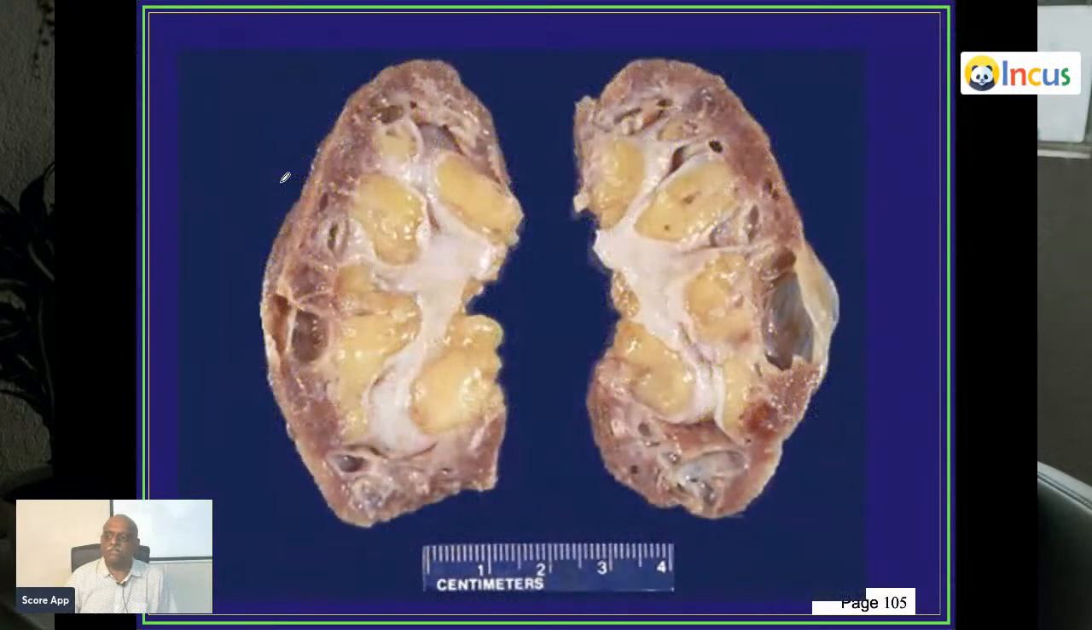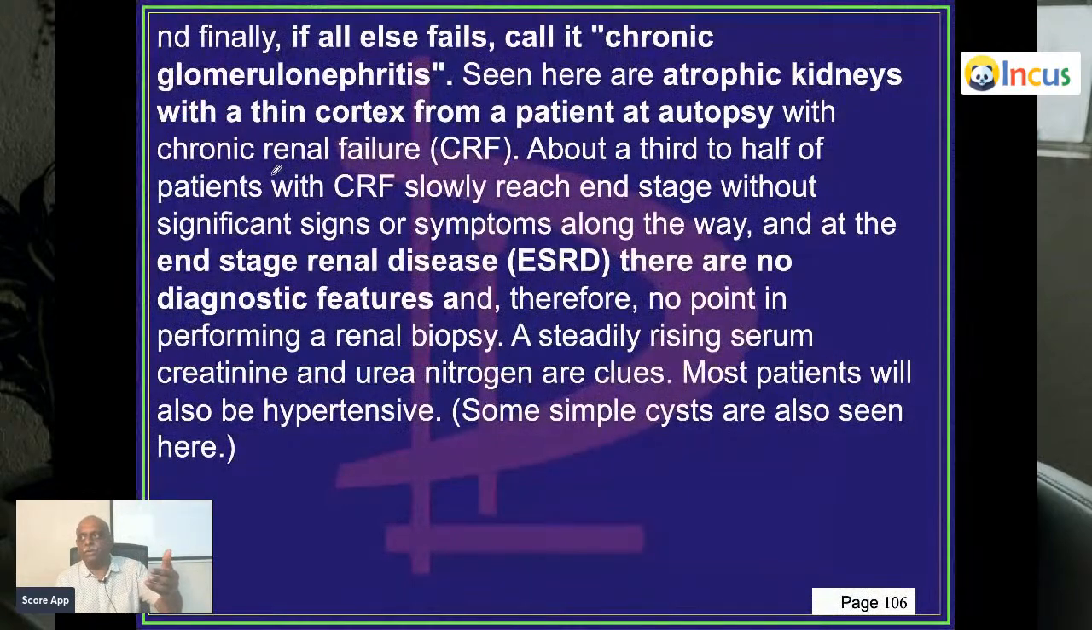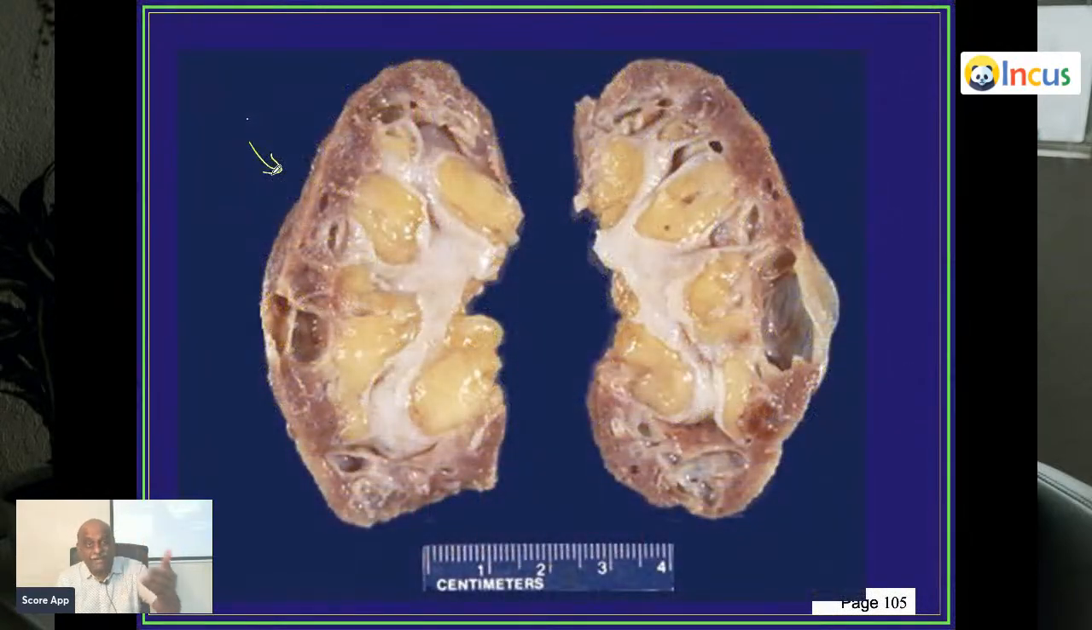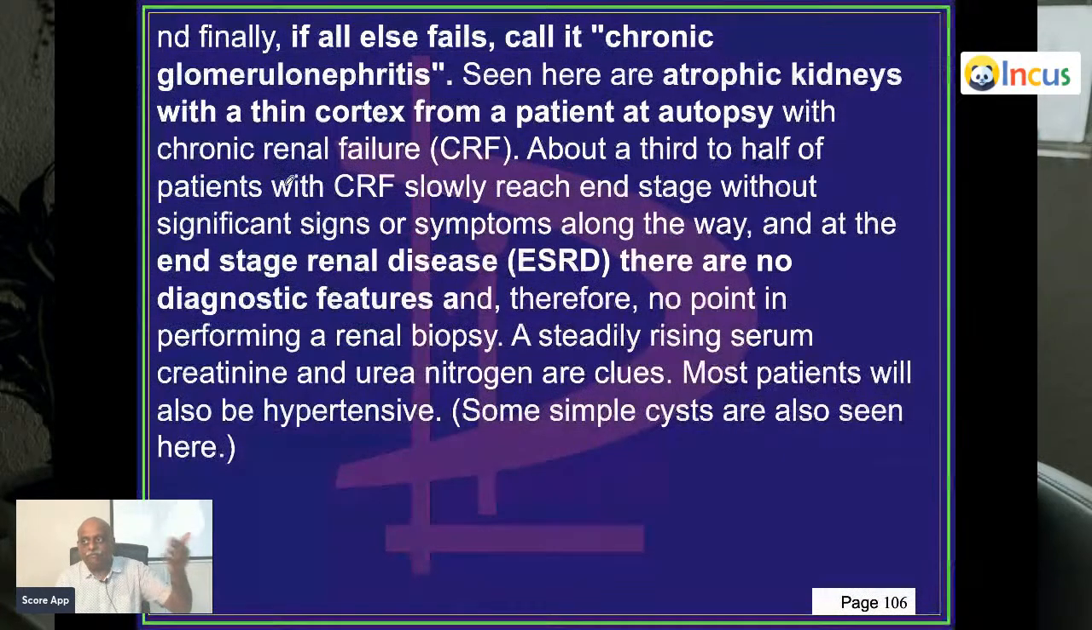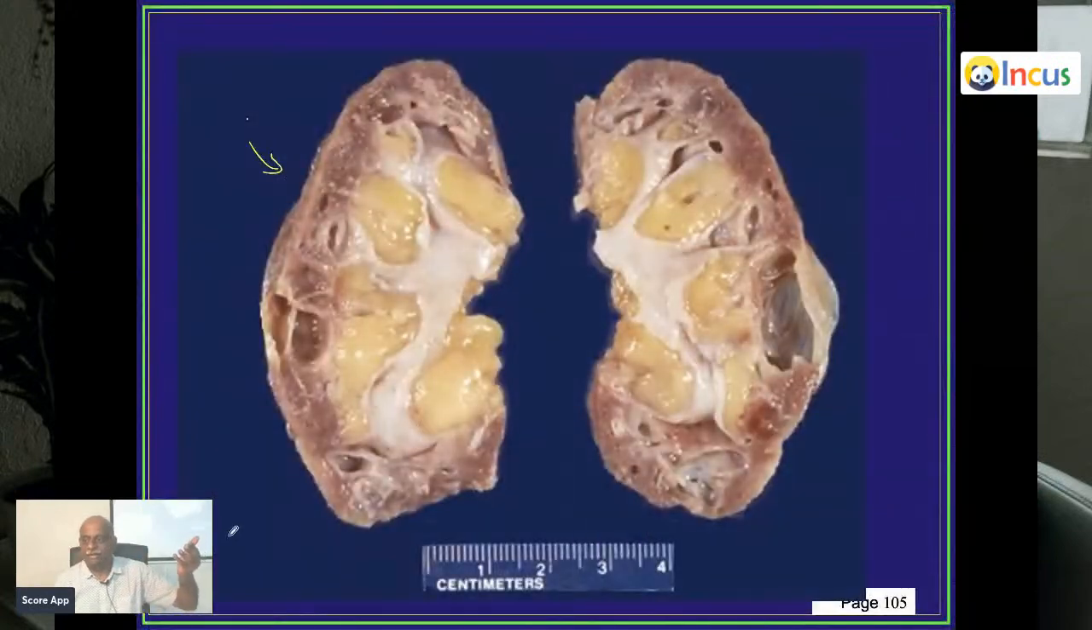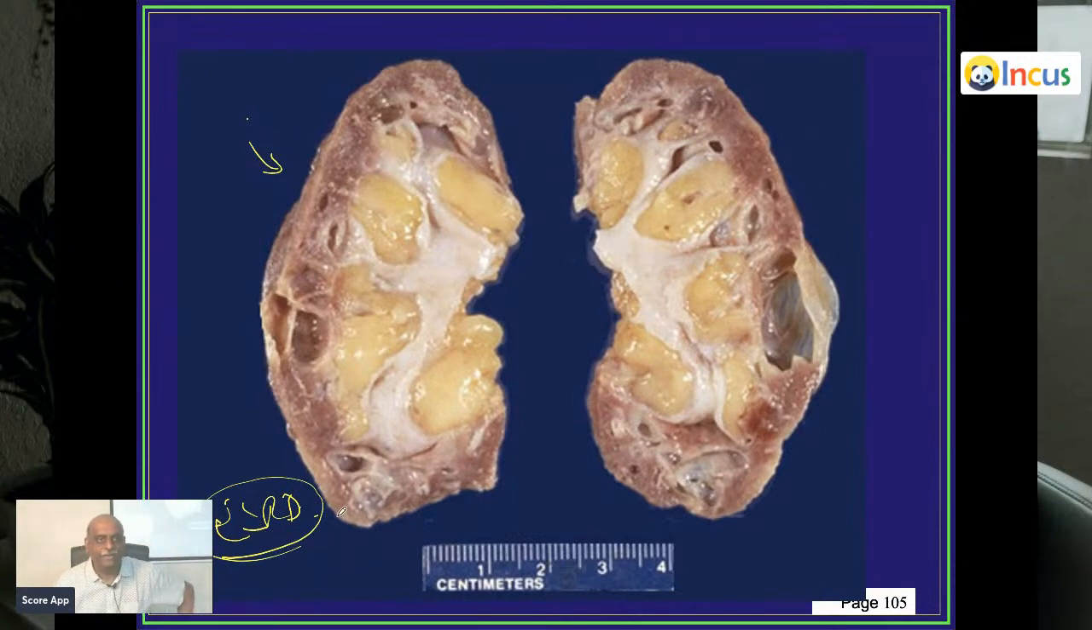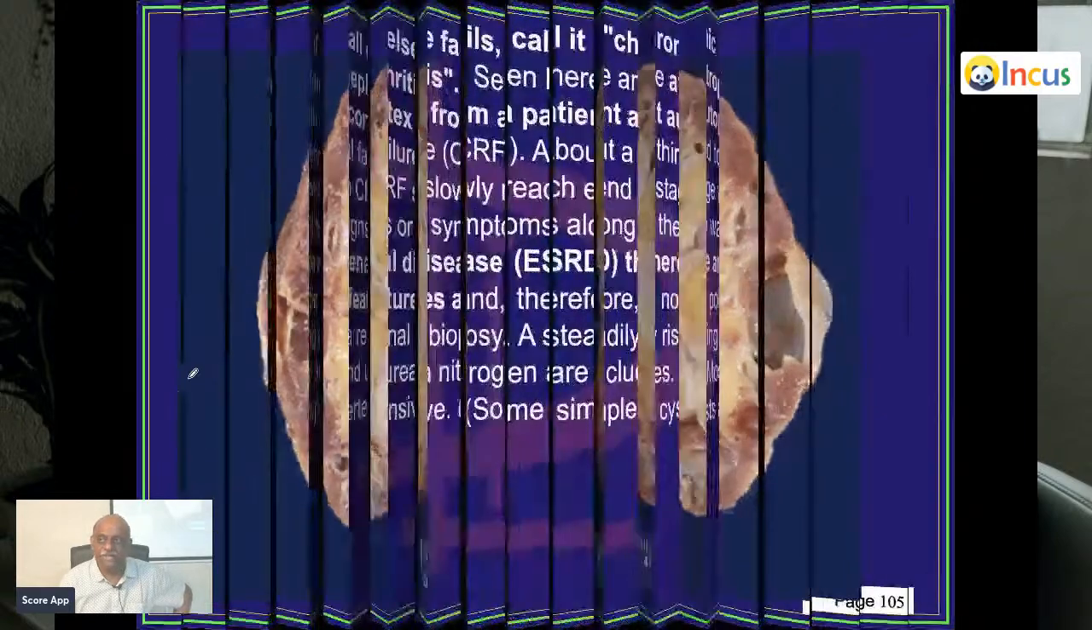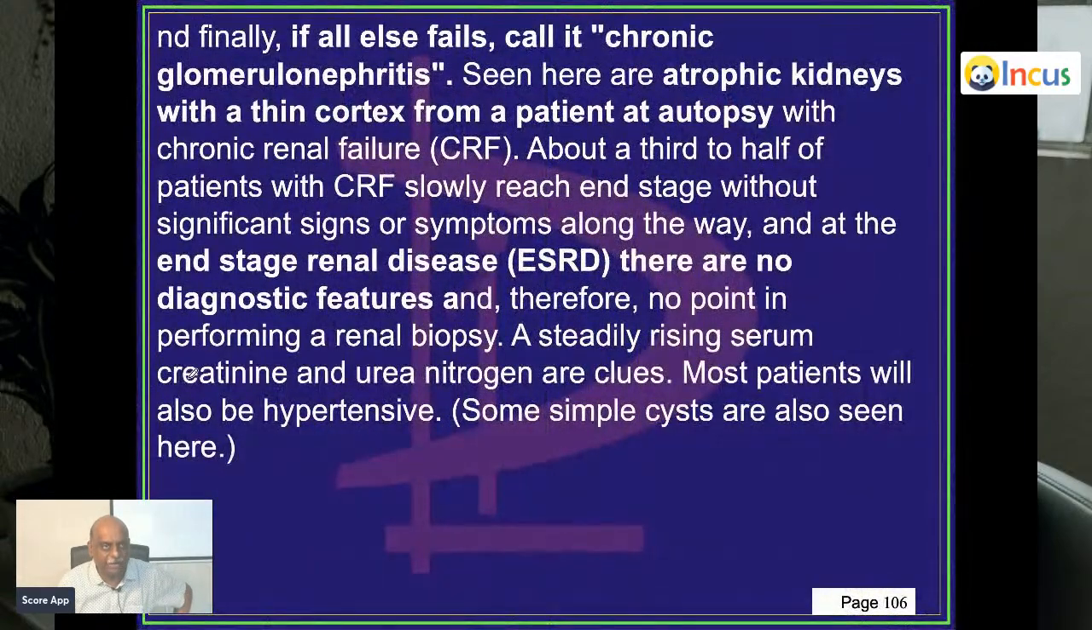Then what is this finally called as, doctor? Typically, there is a chronic glomerulonephritis with the thinning of the renal cortex, with atrophic kidneys. This is called ESRD, end-stage renal disease. When the patient reaches this stage, he becomes dialysis dependent, and kidney replacement is the most important part of the treatment.